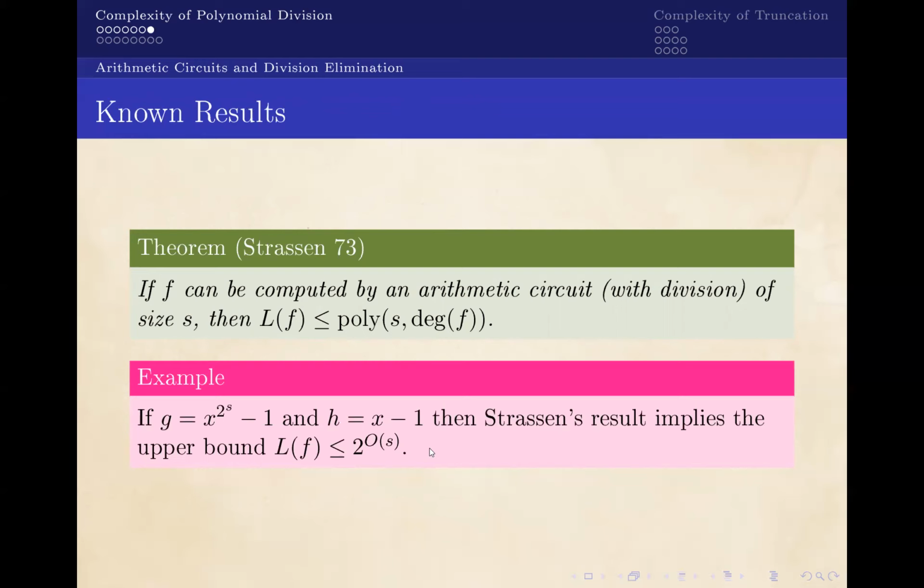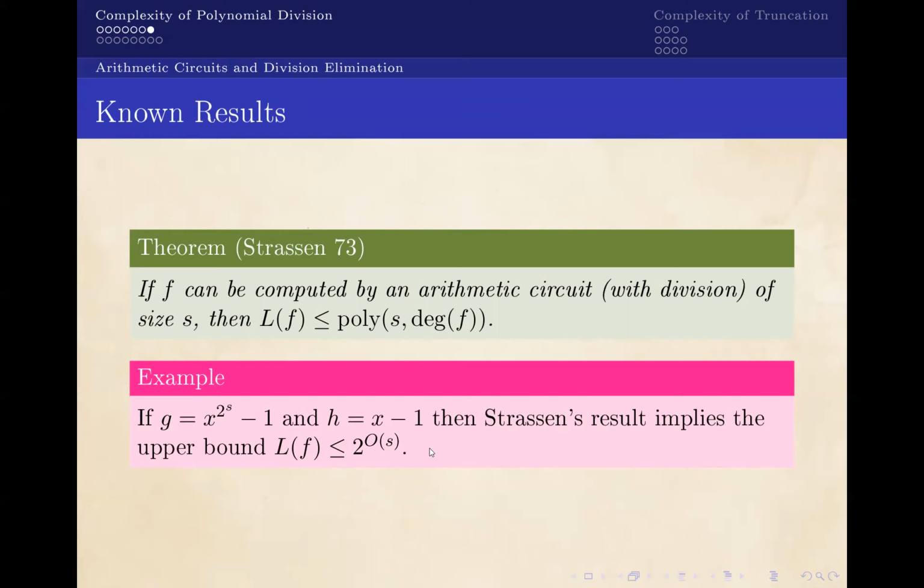So if the degree of F is really high, then this result of Strassen would not imply poly of S, right? So look at this example where G is x to the 2 to the S minus 1 and H is x minus 1. Then this result of Strassen would imply that the complexity of F is 2 to the order of S. But one can show by a recursive argument that actually in this case, for this G and H, the complexity of F, which is G over H, is actually poly of S, right?